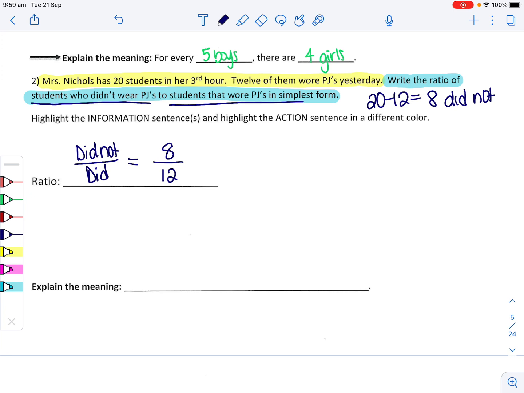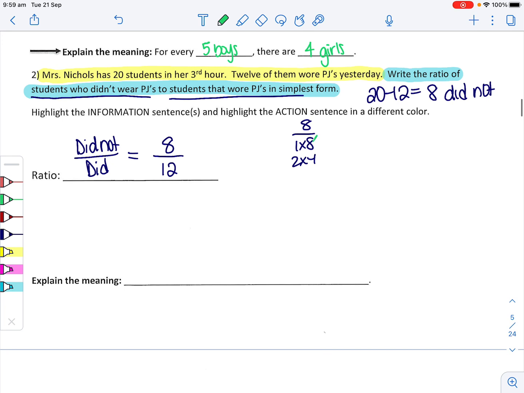So I'm going to simplify my fraction. So 8 is 1 times 8, 2 times 4. 8 does not go into 12. 4 does go into 12. So 4 times 3 is 12. So I'm going to divide each of these by 4. 8 divided by 4 is 2. And 12 divided by 4 is 3. So there's my simplified fraction.